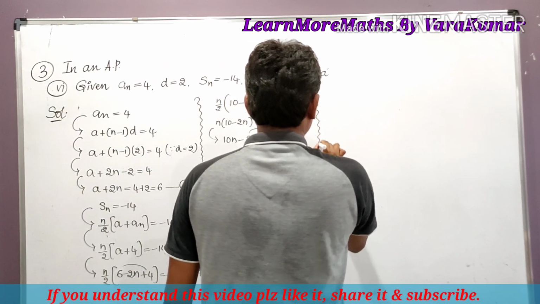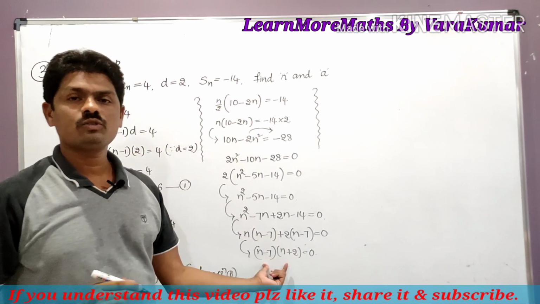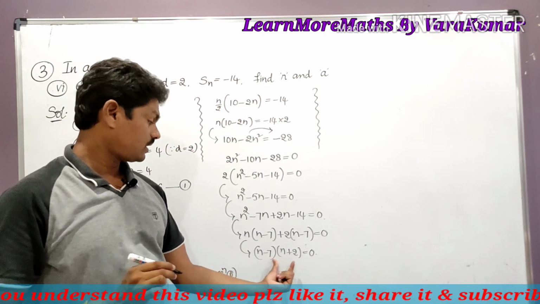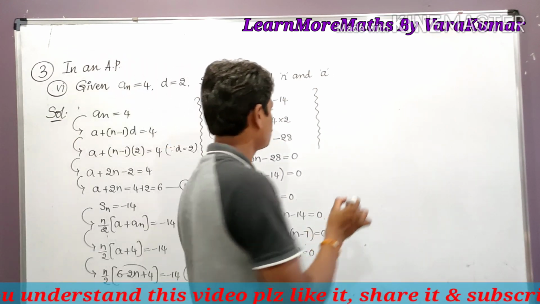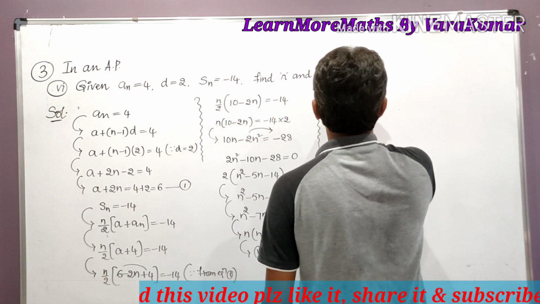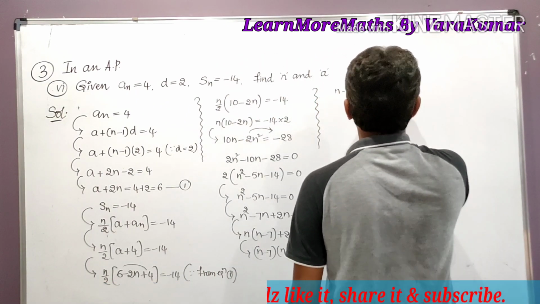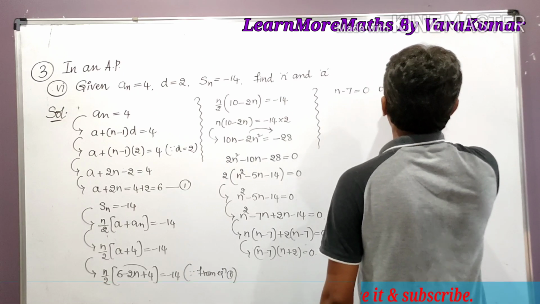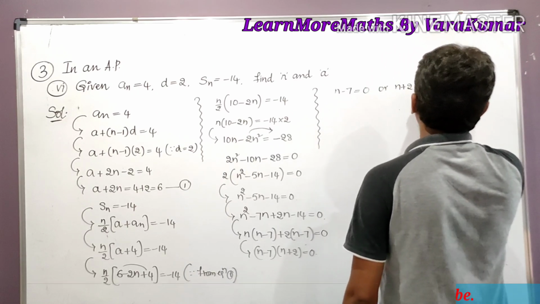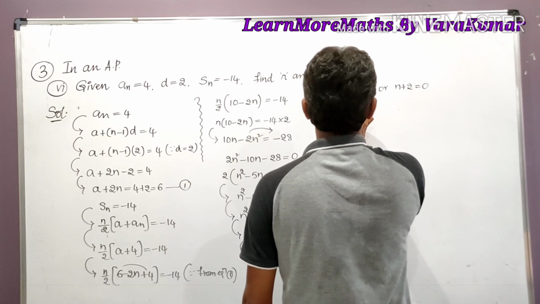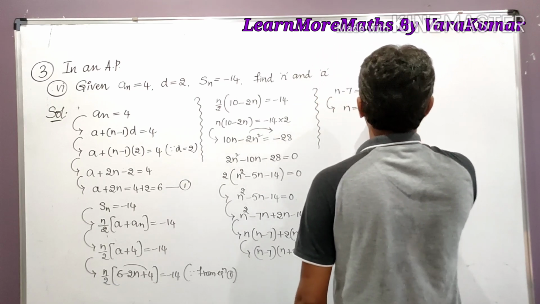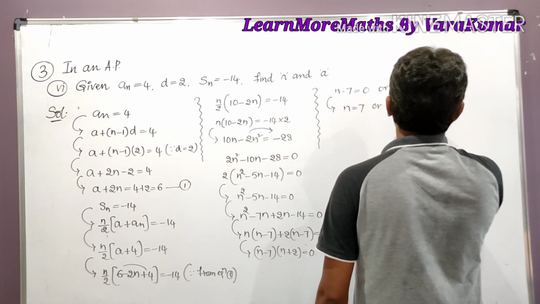So the product of these two terms is 0. When is it possible? Either n minus 7 equal to 0 or n plus 2 is equal to 0. So from this we can get n is equal to 7 or n is equal to minus 2.